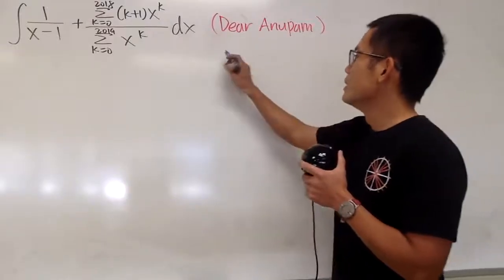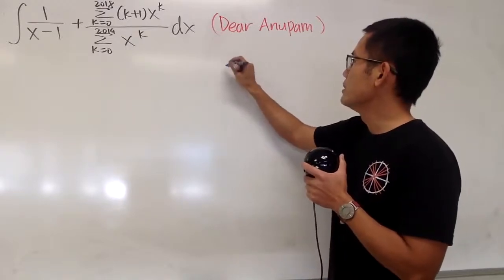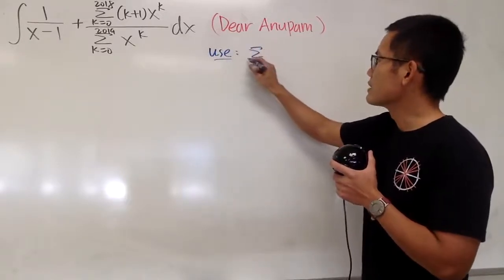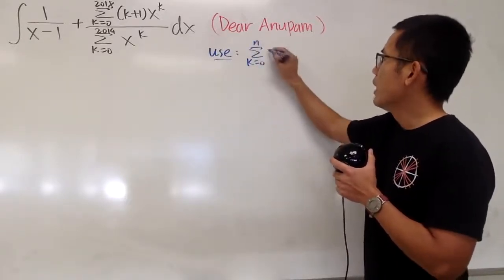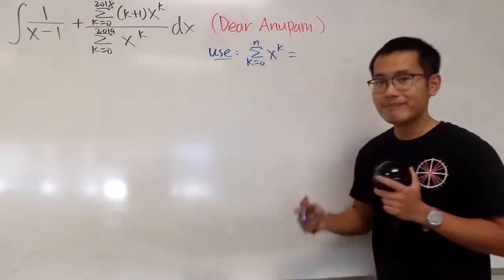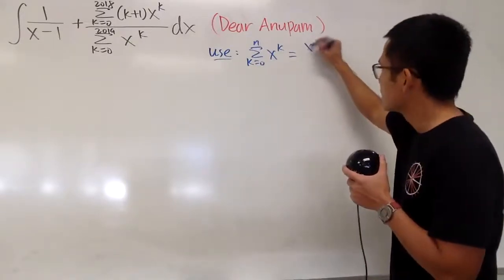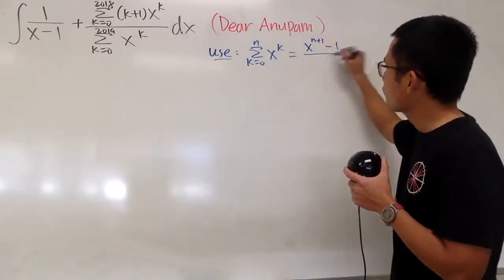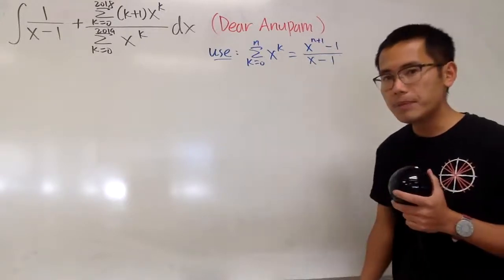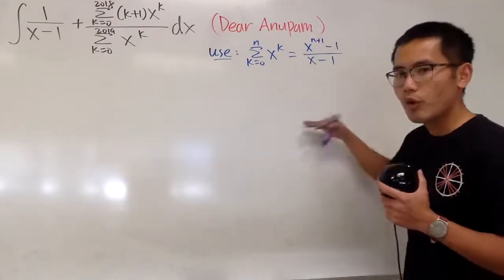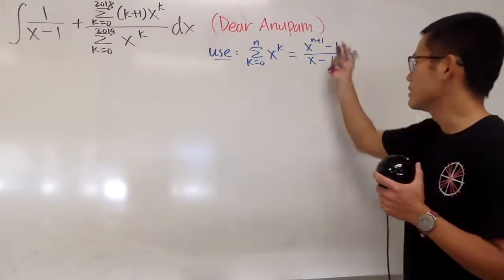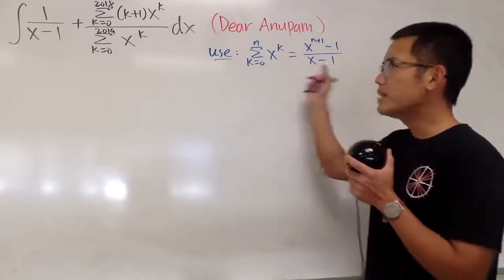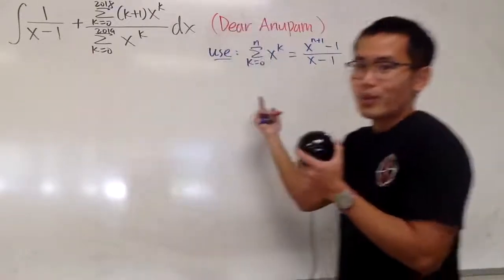This is how we can do it. Starting from this, let me just recall. Here we are going to use this. We know that if we have the sum, let's say k goes from 0 to n, of x to the k's power, this is equal to x to the n plus 1 power, minus 1, over x minus 1. You might see some people write it as 1 minus x to whatever over 1 minus x. That's okay because you can just rearrange the order. The negative will cancel out. It doesn't really matter, but this is easier because we have x minus 1 in that order.